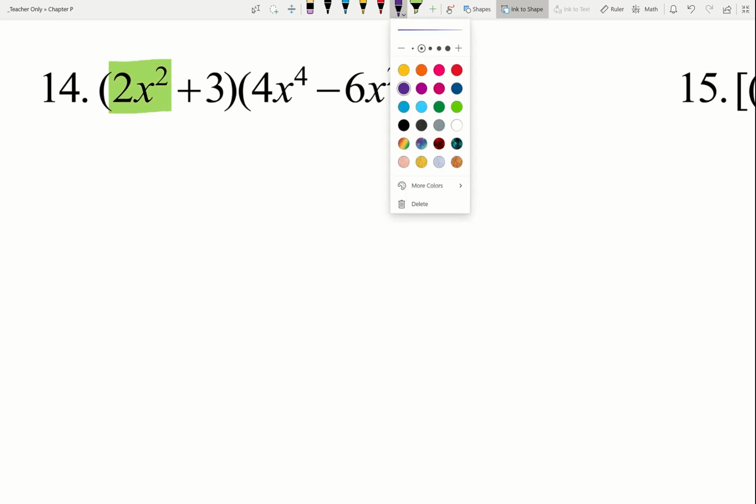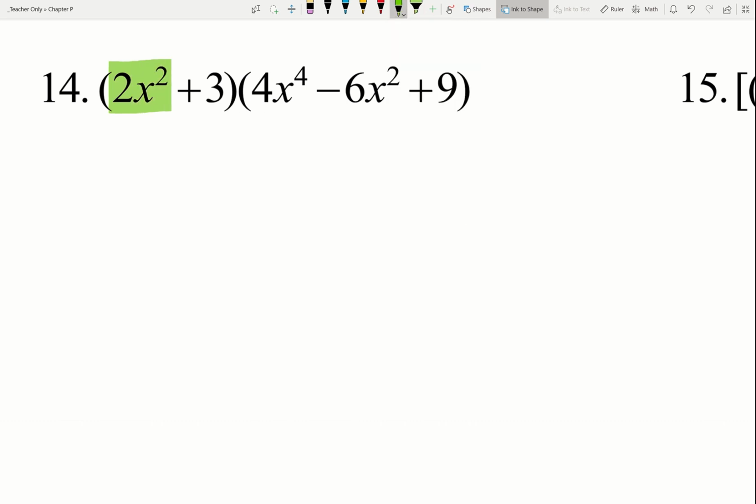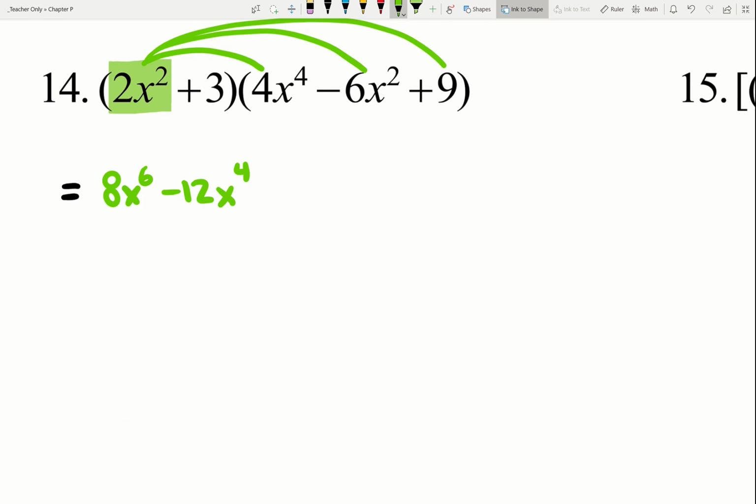So here's how this is going to go, right? We're going to take the first term of the binomial, and we're going to begin to distribute it to every single term of the trinomial as a first step, okay? And so I'm just going to blaze through that. That's going to be a 2x squared times a 4x to the 4th. That's going to give us 8x to the 6th. Do the next distribution there, so that's going to be 2 times negative 6x squared. So it'll give us negative 12x to the 4th. And then finally, the last distribution there in green, we're going to do 2x squared times a 9.